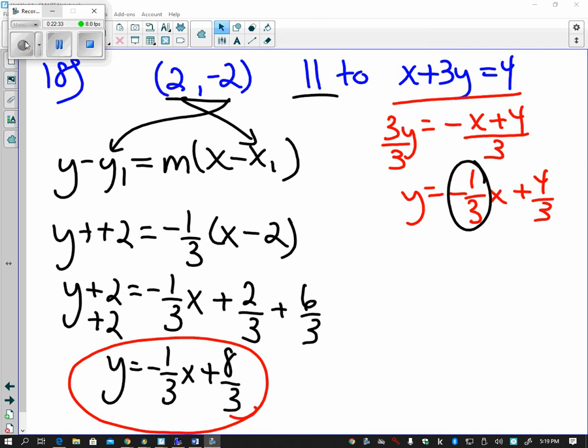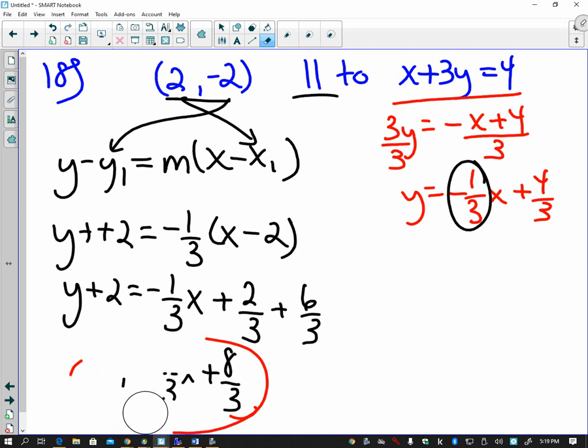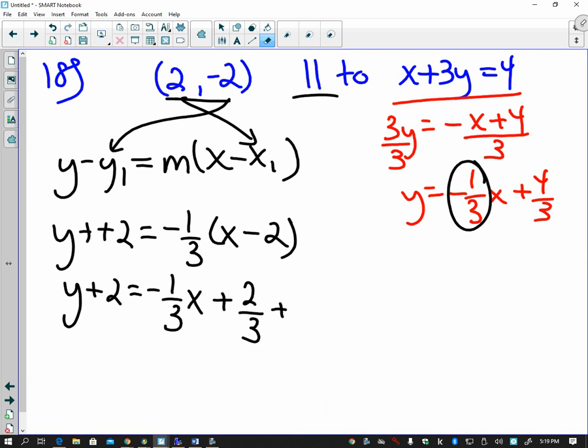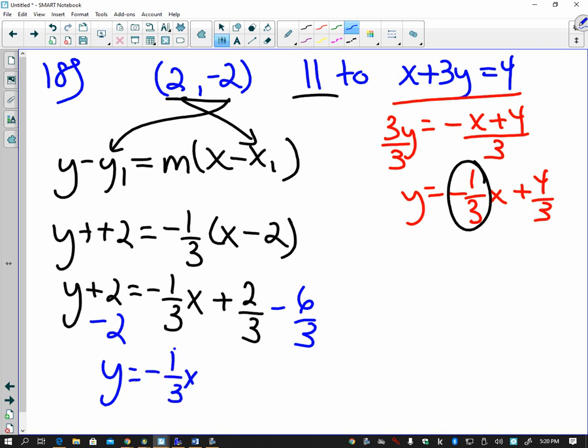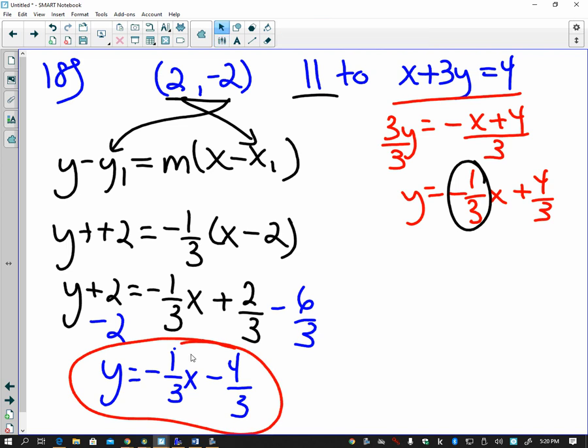All right, so I did make a mistake in here, and I don't know how many of you would have caught it, but I didn't balance my equation correctly because I have to subtract 2, so I need to subtract 6/3 right here. So I should get y equals -1/3 x, but I'm going to get 2 minus 6, which is -4/3. So this is what we want instead. All right, we need about 2 more questions.